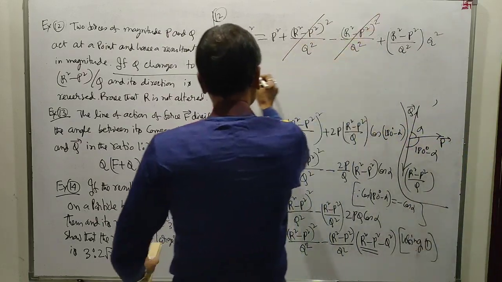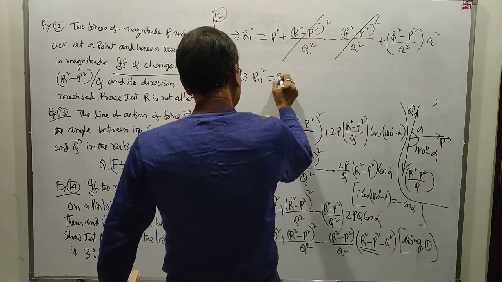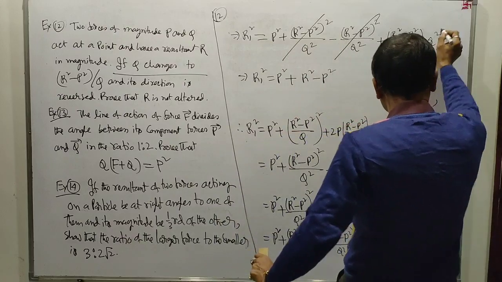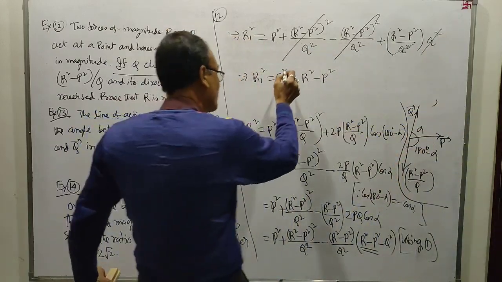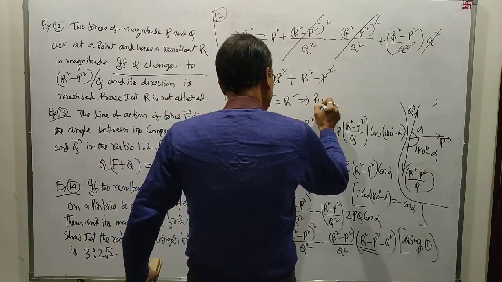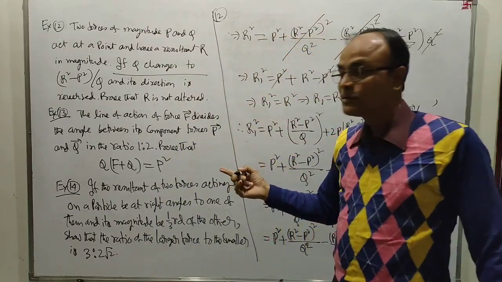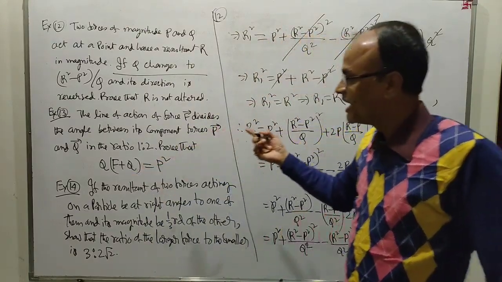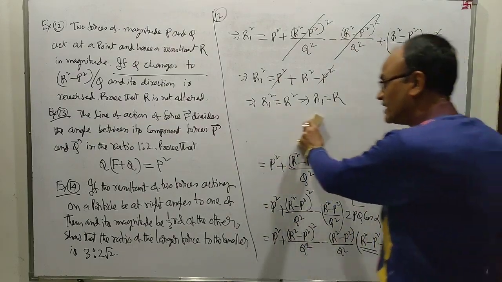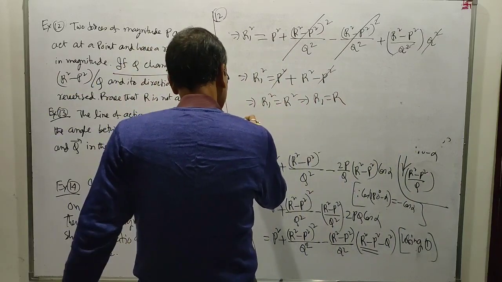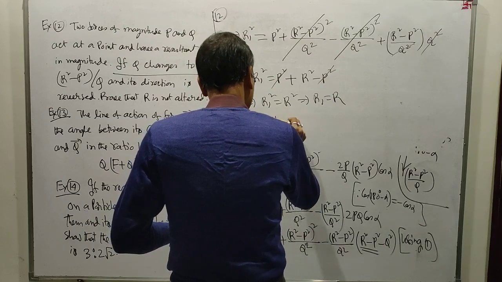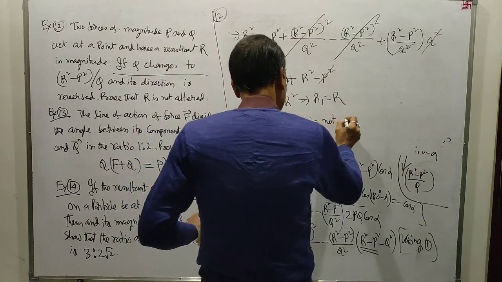Now you see these two terms will be cancelled. r1 square equal to p square plus r square minus p square, because this q square will be cancelled. Now p square will be cancelled. This means r1 square is equal to r square, means r1 is equal to r. Therefore, in this case also the new resultant is r. Therefore, the resultant r is unaltered.